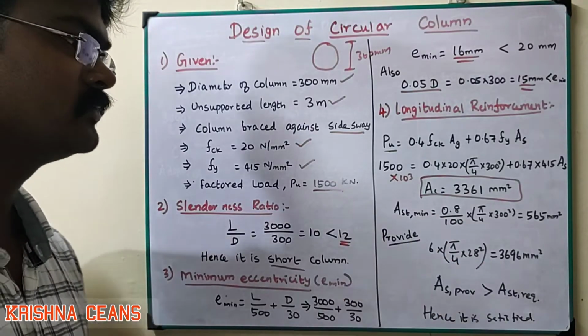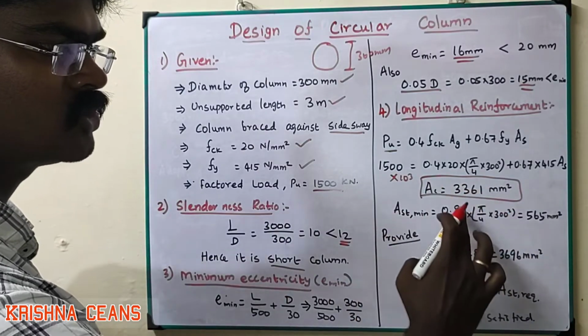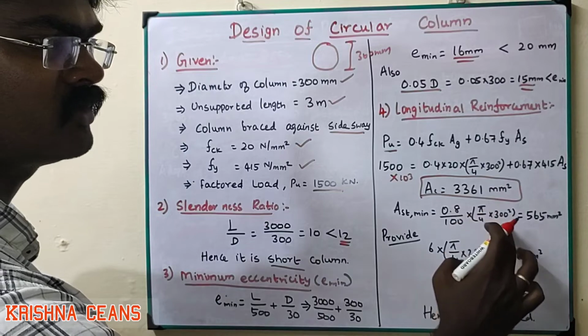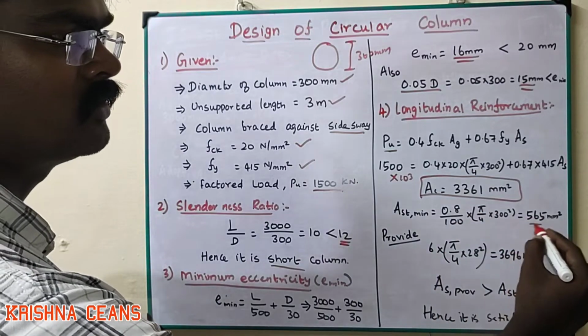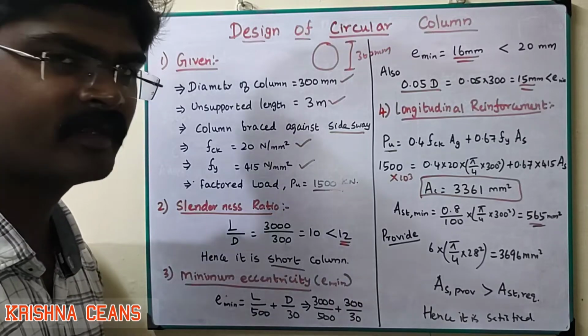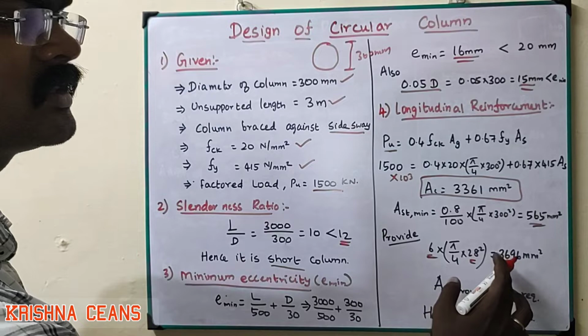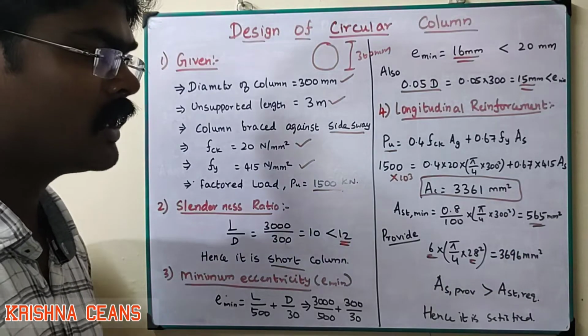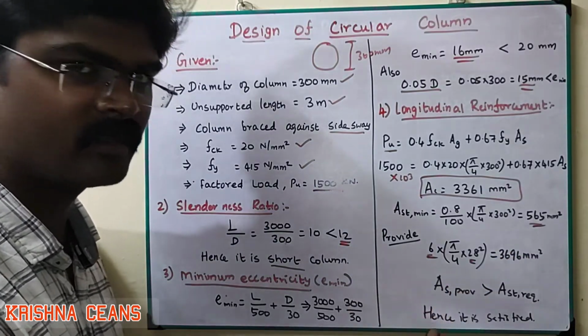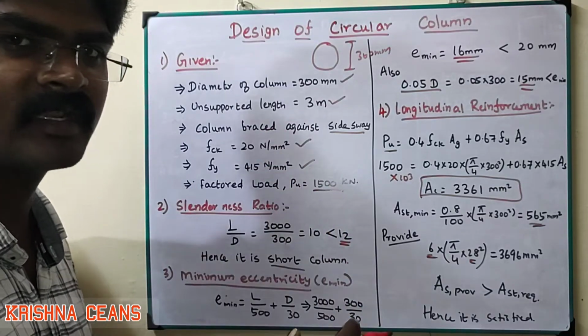3361 mm square. And also check Ast minimum, 0.8% of area. So 0.8 divided by 100 into pi by 4 into 300 square, which is equal to 565 mm square. So we provided 6 numbers of 28 mm dia bars, which give 3696 mm square. I provided 28 mm directly; we have to start from a smaller diameter itself for the trial and error.